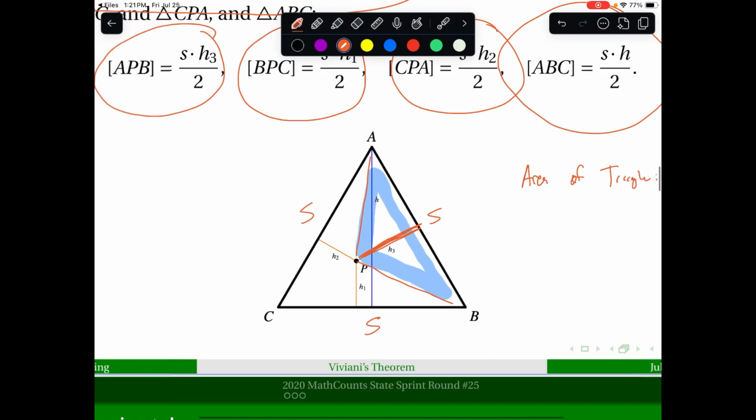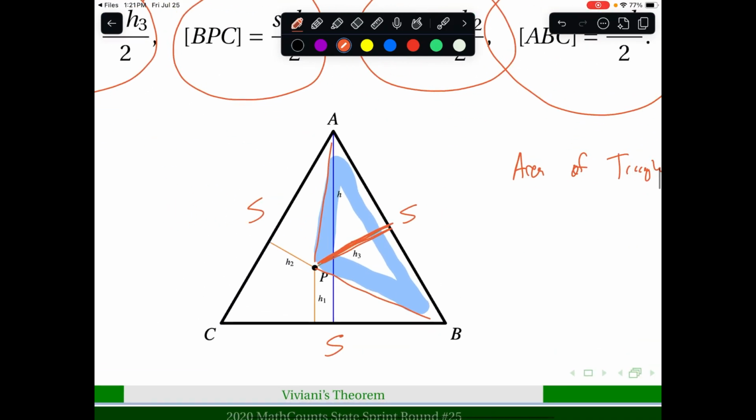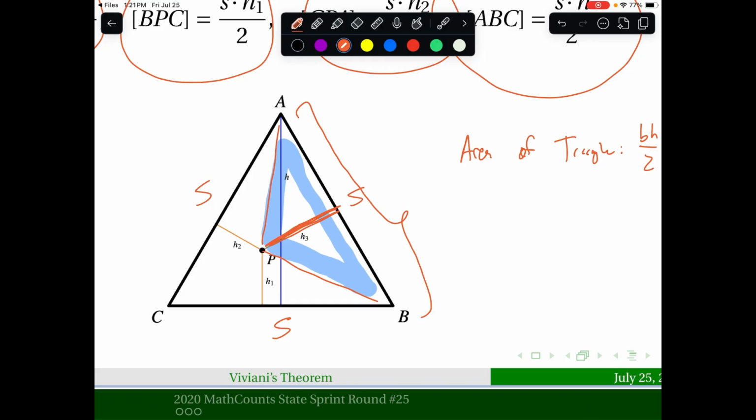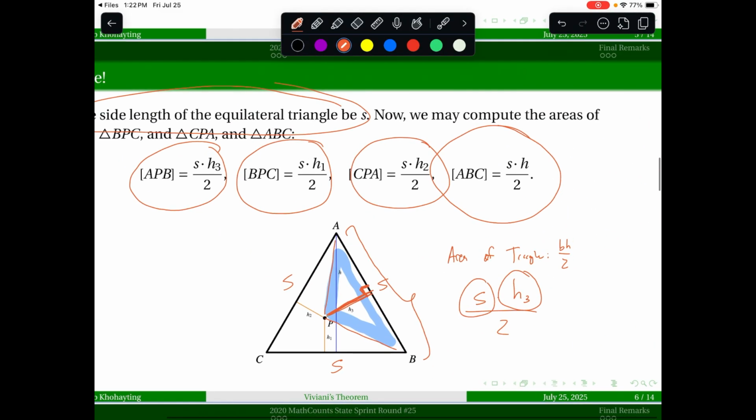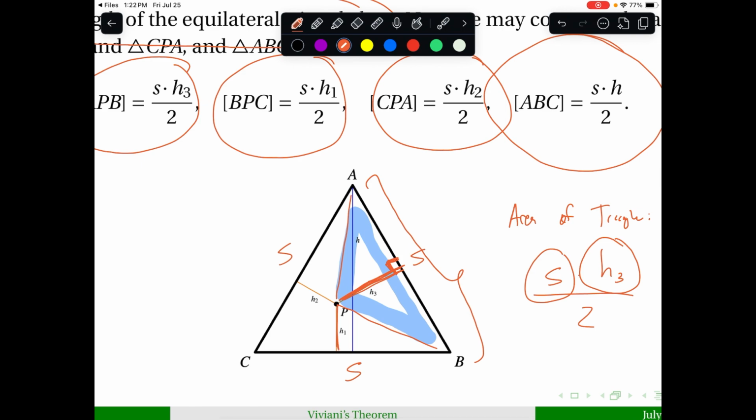Then we could find the area of APB. The base is S, and we also have the height, since this is the distance, so it's perpendicular to AB. So the base times the height, divided by 2, gives us the area. We can do that for the other triangles. For BPC, the height is H1 and the base is S. For CPA, you have the height as H2 and the base as S.